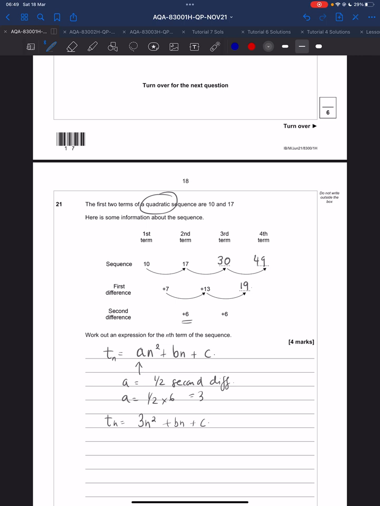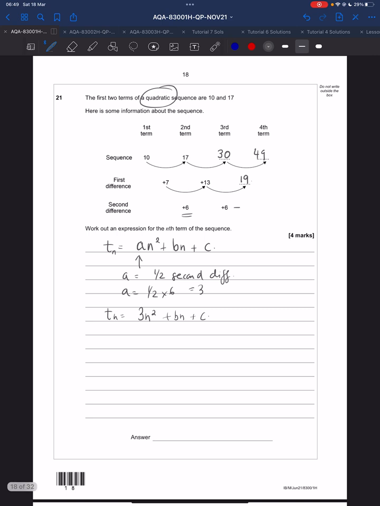Just checking I've got these right. 10 plus 7 is 17, 17 plus 13 is 30, and 30 plus 19 is 49. So we know 3n squared is part of it because of this. Now I'm going to take the sequence 10, 17, 30 and 49 with n as 1, 2, 3, 4, and take away 3n squared. So I'm going to take away 3 times 1 squared for the first one, and see what's left.